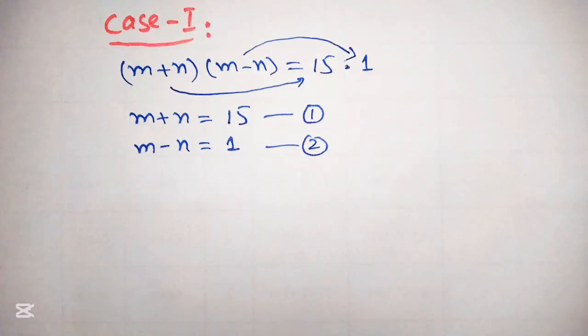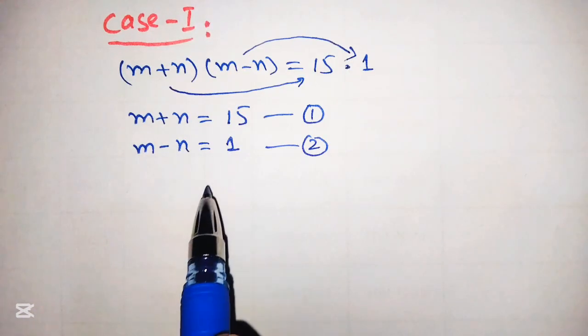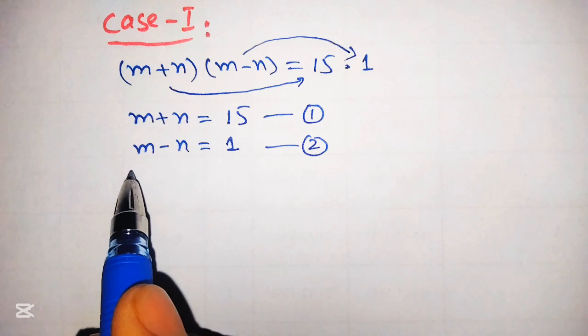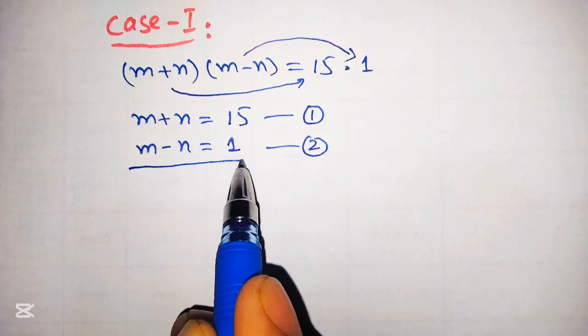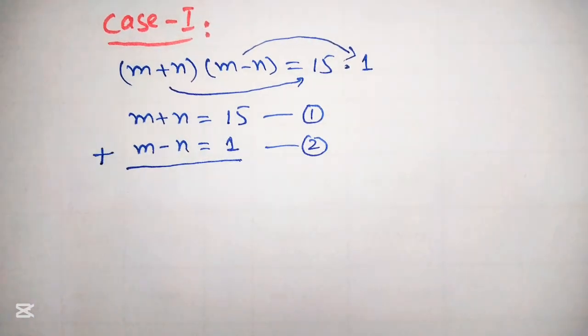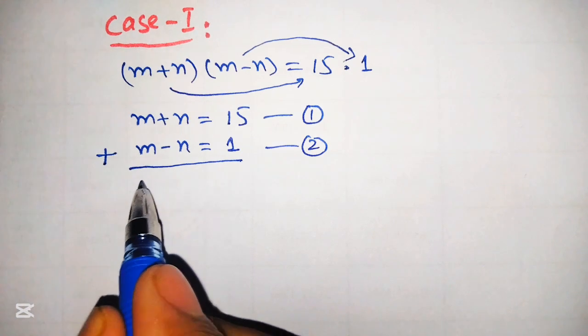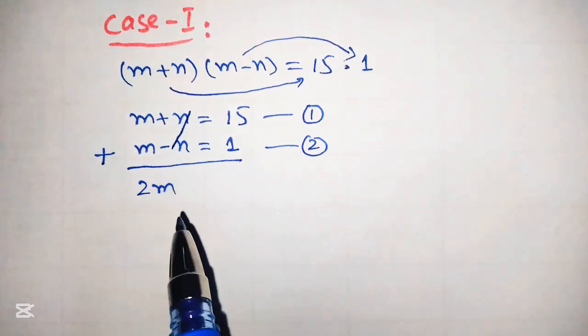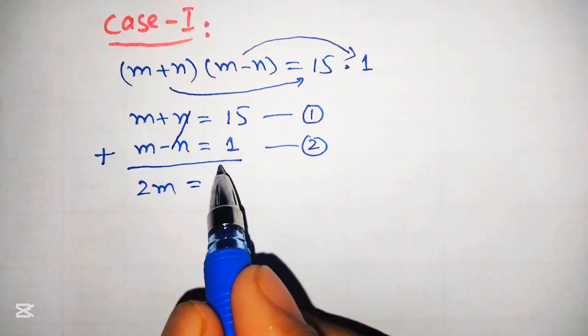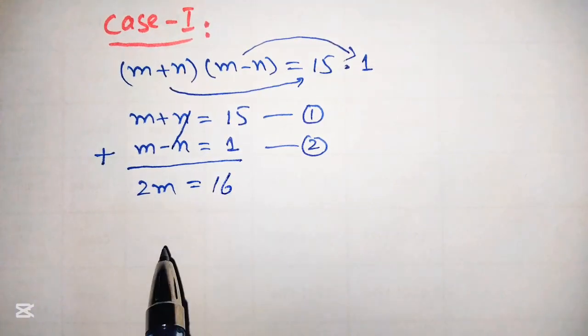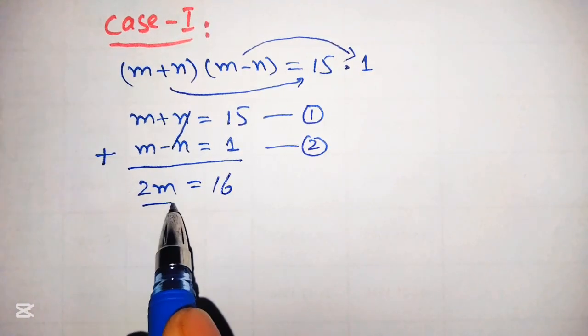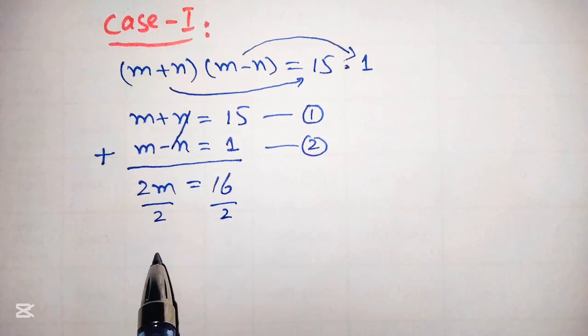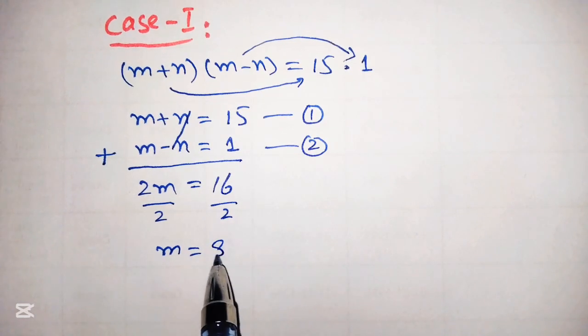Now we will find the values of m and n simply by adding these two equations. So by adding equation number 1 and equation number 2 we will get m plus m is equal to 2m, the n and minus n will cancel out, and 15 plus 1 is equal to 16. So now dividing both sides by 2 we will get m is equal to 8.